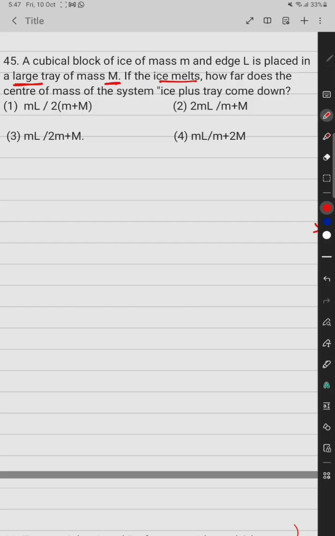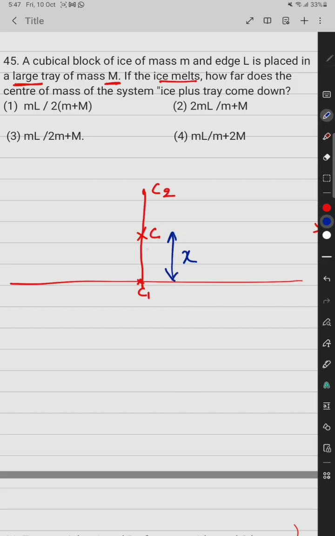displacement of the center of mass has to be found. So initially, let me assume it is a large tray, that is the center of the tray, and the center of the ice cube is C2. Then the center of mass of the system will be somewhere between them here, and as much as it is at height, on the ice melting the complete displacement of the center of mass will be x. Then we know that the center of mass of the ice cube is at L by 2. So this is L by 2 minus x.